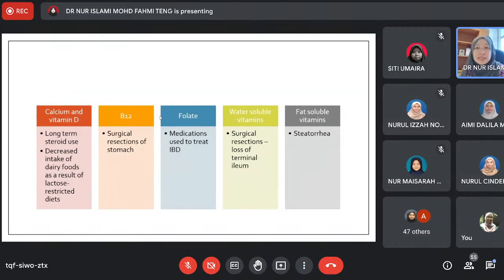Calcium and vitamin D deficiency is due to long-term steroids and decreased intake of dairy food as a result of a lactose restricted diet. B12 deficiency is because of the surgical resection of the stomach. Folate deficiency is due to medication. Water-soluble vitamin deficiency is due to the surgical resection, so loss of terminal ileum, and also fat-soluble vitamin deficiency, because of the steatorrhea. So those with IBD, with Crohn's disease, may have nutrient deficiencies that are common among them.